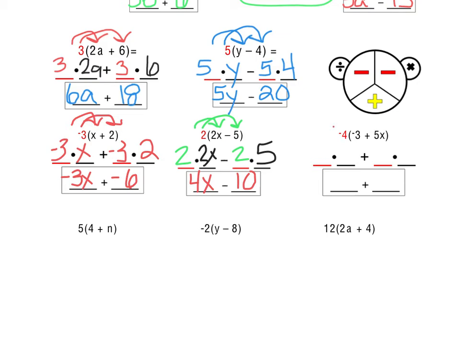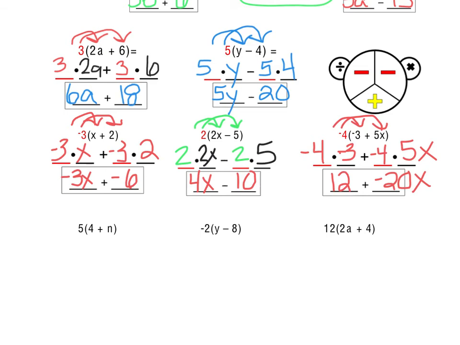Here now we're going to do negative 4 times negative 3 plus negative 4 times 5x. Okay, and now we're going to do our multiplication first. So negative 4 times negative 3 is positive 12, plus negative 4 times 5x is negative 20x. And we cannot combine them anymore since they are not like terms.